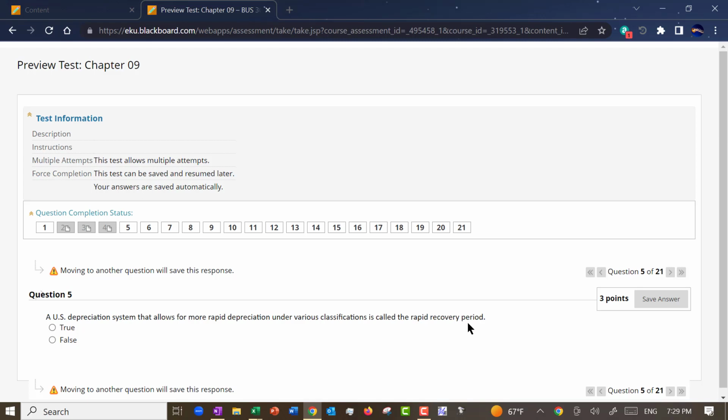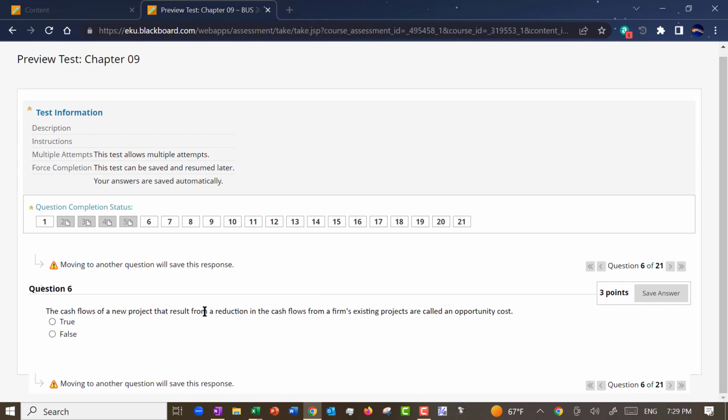Cash flows of a new project that result from reduction in the cash flows of the firm's existing projects are called an opportunity cost. True or false? Why do you think it's false? Yes. And what is that thing then? The cash flows of a new project that result from the reduction in the cash flows from an existing project are called, hmm? Cannibalism or side effects.